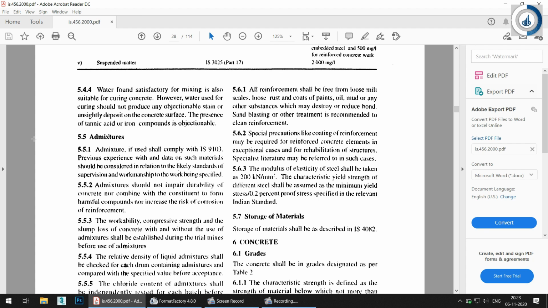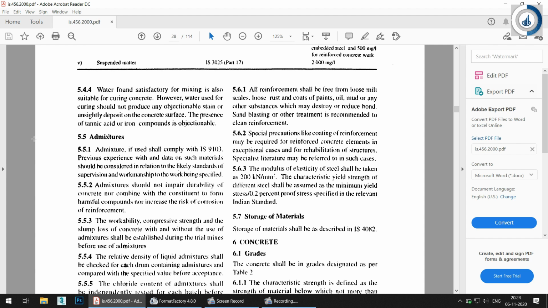Then special precautions like coating of reinforcement may be required for reinforced concrete elements in exceptional cases. For special structures, you read about the coating for the reinforcement, which is again a new method to protect the steel from getting corroded. So you can use those things. And for special structures, special literature, meaning research papers, you can have a look at about that particular coating of reinforcement.